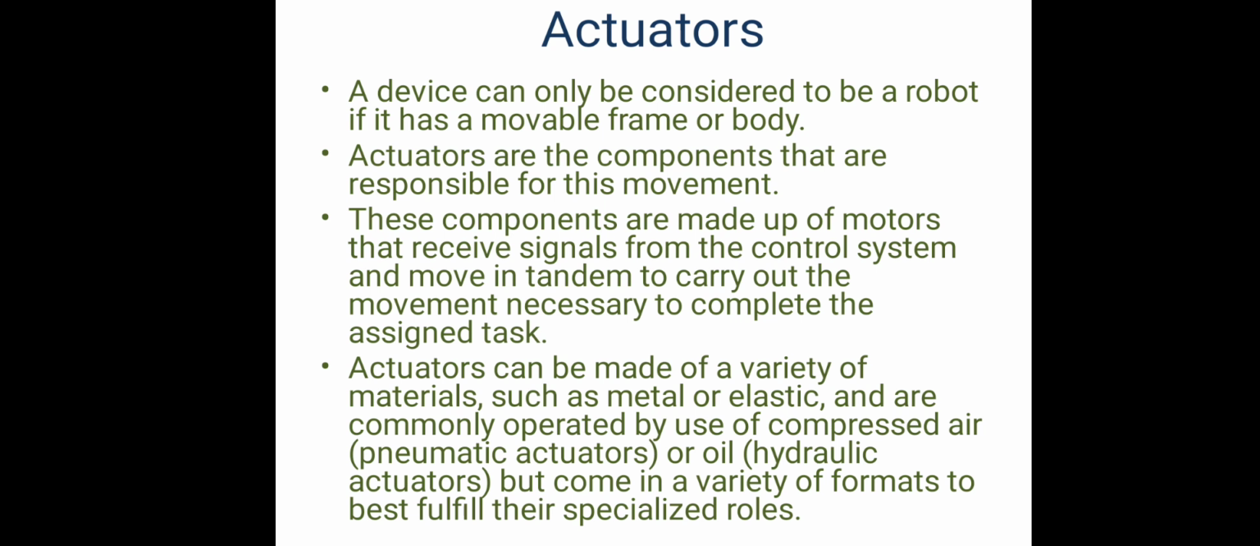Third are the actuators. A device can only be considered to be a robot if it has a movable frame or body. Actuators are the components that are responsible for its movement. These components are made up of motors that receive signals from the control system and move in tandem to carry out the movement necessary to complete the assigned task. These are made up of a variety of materials such as metal or elastic.